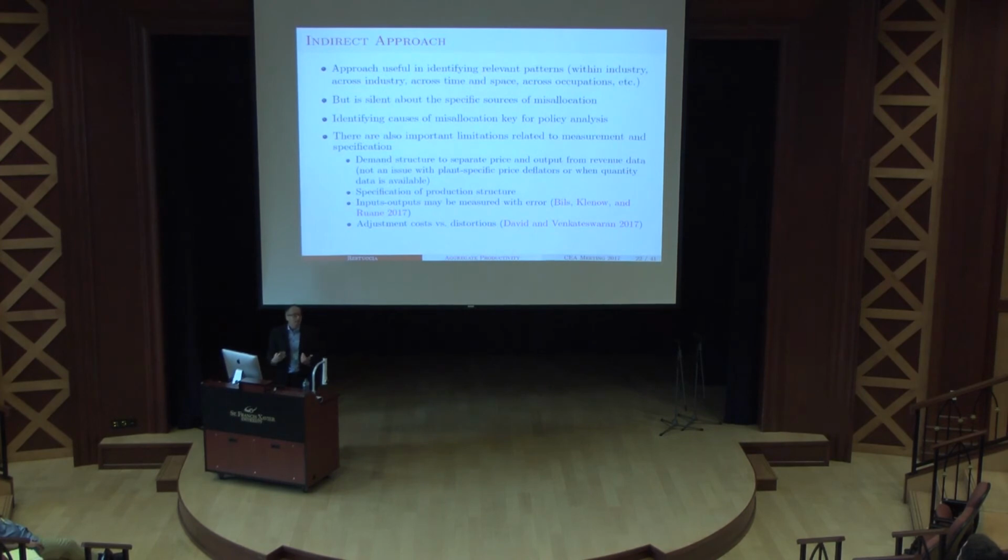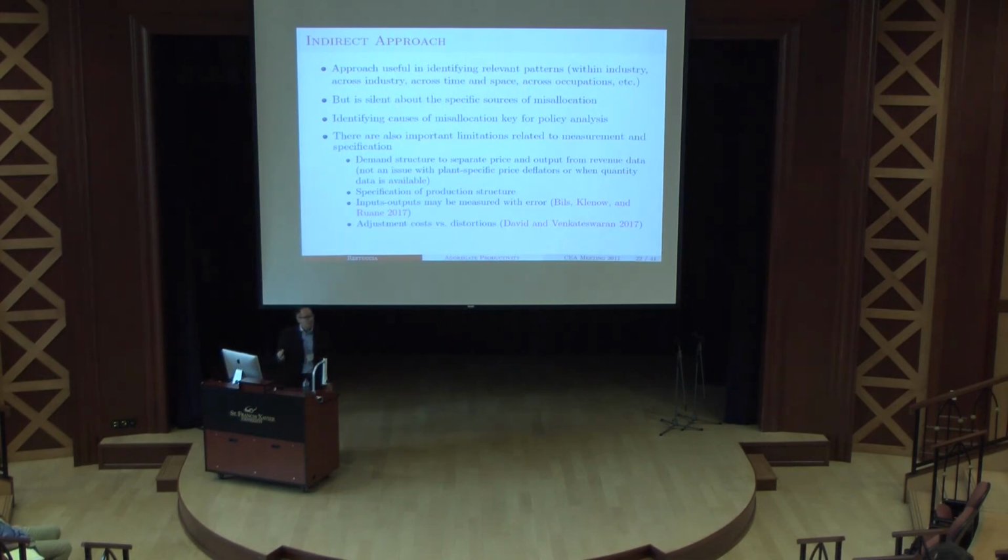Now, the main issue with this approach is that even though it's very useful as an accounting exercise, giving you an overall sense of the importance of misallocation, or maybe identifying where the misallocation may be, because misallocation may be across producers within the same industry, maybe across industries, maybe across occupations, maybe across agricultural states, or maybe across other factors. This is a device that helps us see where the misallocation may be occurring. And this could be changing across time or across space.